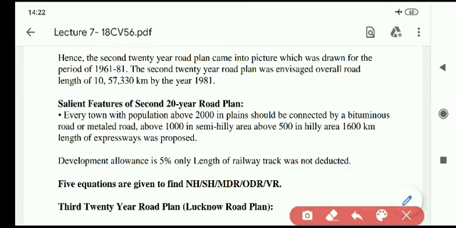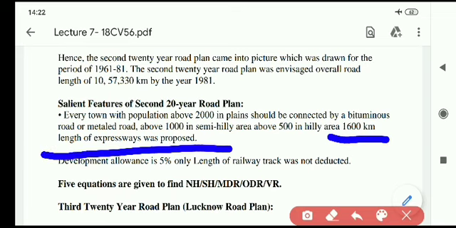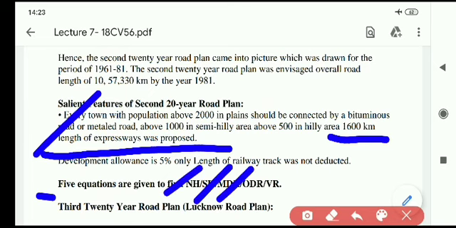Under this plan, 1600 kilometer of expressway is proposed. A very good move. An expressway is a high category road. It is exactly a national highway, only with more facilities. It is called an expressway. So 1600 kilometer length of expressway is proposed under the second 20-year road development plan, that is called the Bombay plan. It also follows national highway, state highway, major district road, other district road and village road.